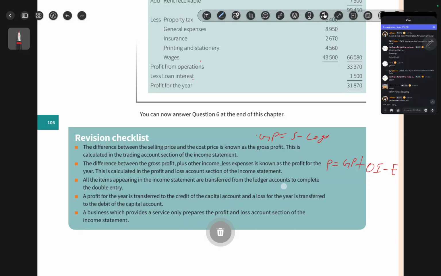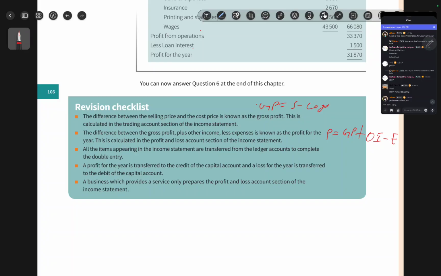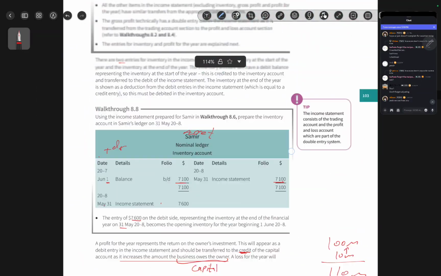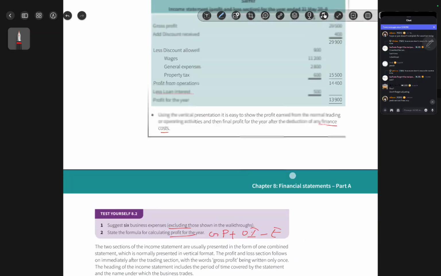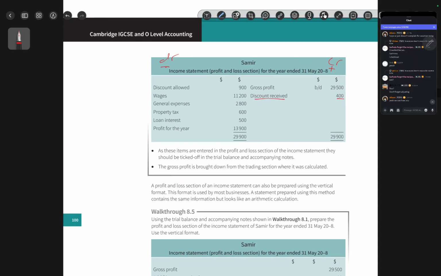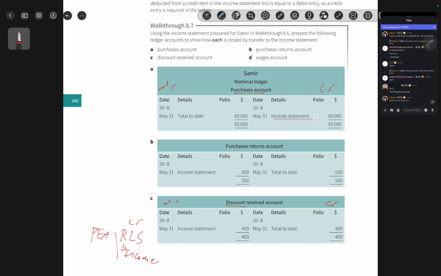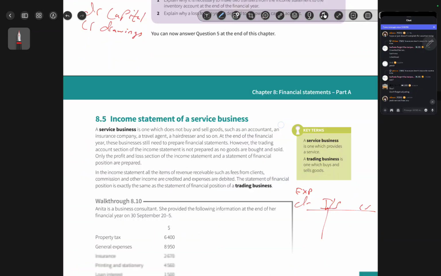All items appearing in the income statement are transferred from ledger accounts to complete the double entry. Meaning, in your ledger accounts, you transfer them and you complete the double entry, because if you only write it in the income statement, then that's just one part of the double entry, right? Who's going to complete the other? You have to do it yourself and transfer to the income statement.